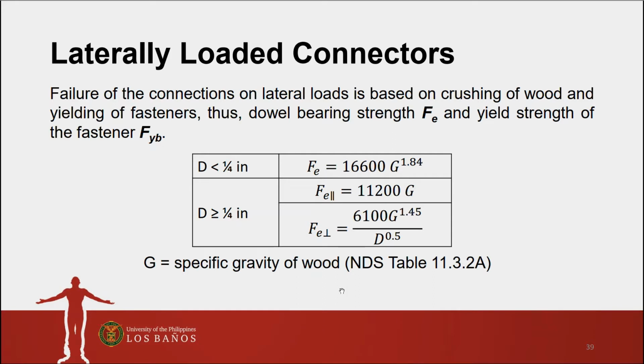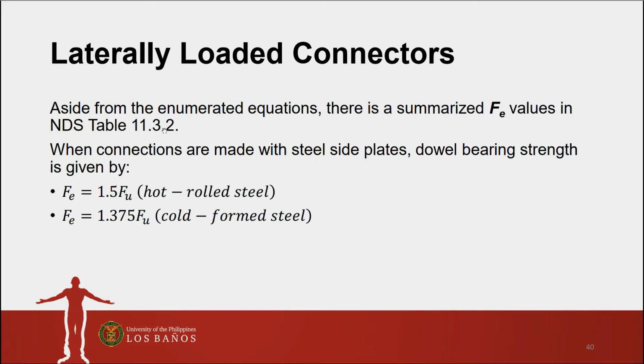Okay. Next, aside from the enumerated equations, we have here the summarized values of Fe in NDS Table 11.3.2. When connections are made with steel side plates, dowel bearing strength is given by Fe equals 1.5 Fu for hot-rolled steel. Meanwhile, Fe equals 1.375 Fu for cold-formed steel.